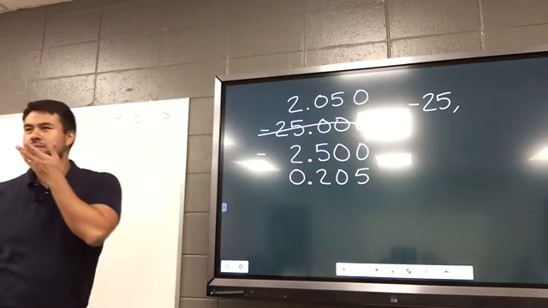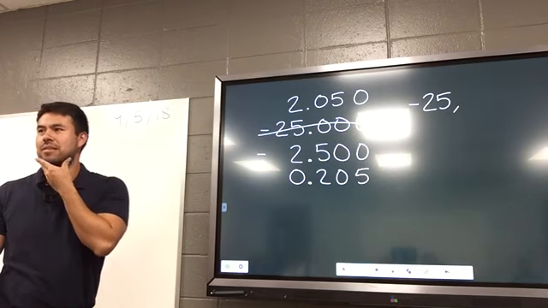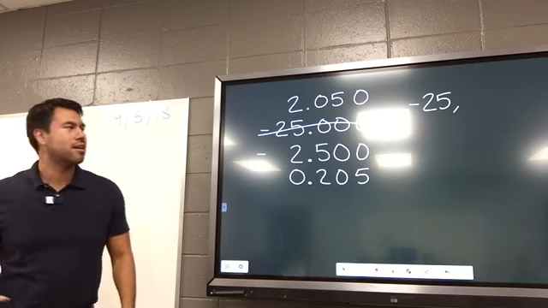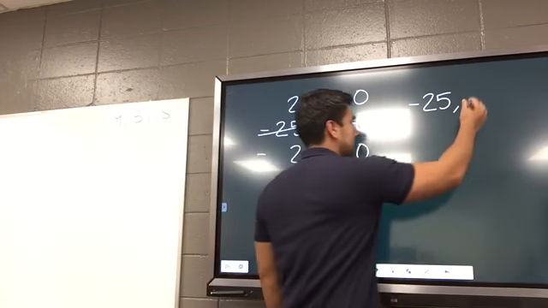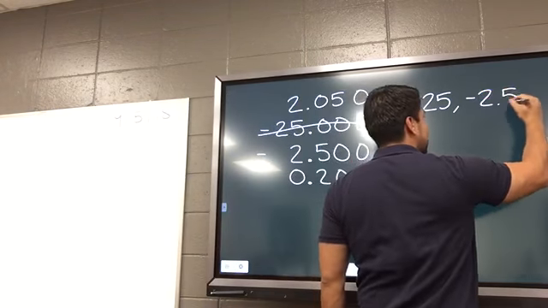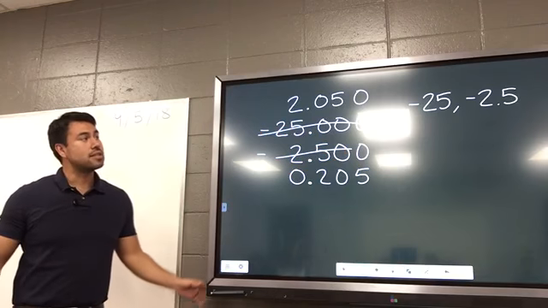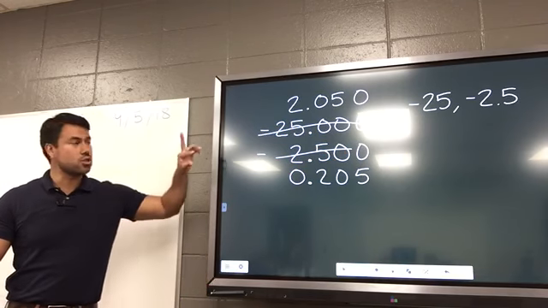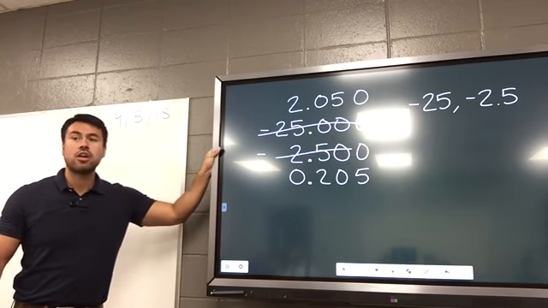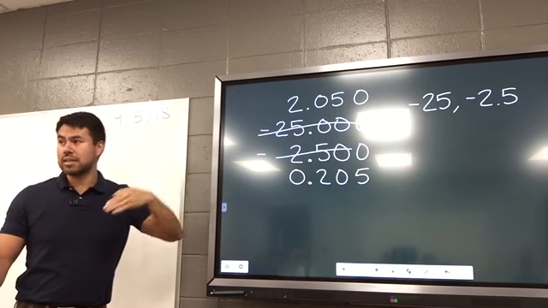Which one's my next number? Don't think too deeply about this. Yep, Henry? Negative 2.5, negative 2 5/10. Good. That one's out of the way. All right, that one's not too bad. But now let's look at the other two, which are positive numbers. Which one would come next from least to greatest?